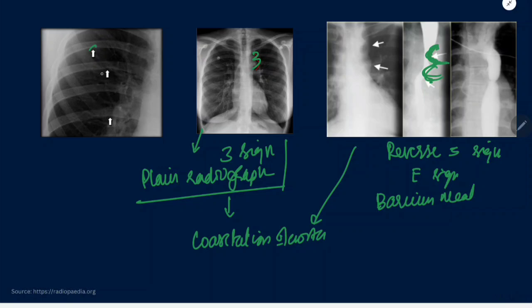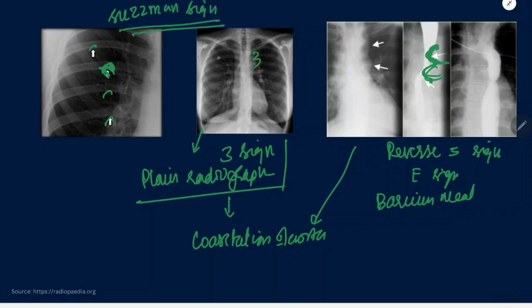So here you can see we have inferior rib notching. Why does inferior rib notching occur in coarctation of aorta? Because of the collateral formation which is present below the ribs. This is a highly pulsatile and vascular collateral, right? So highly pulsatile collaterals are going to produce the notching in the rib. Okay? This is called Sussman sign, another name also, Sussman sign.